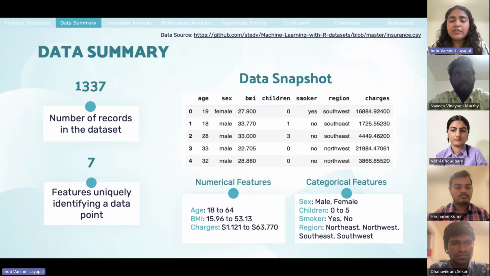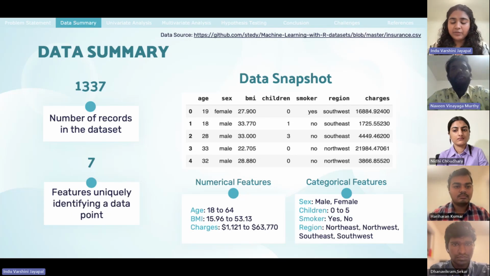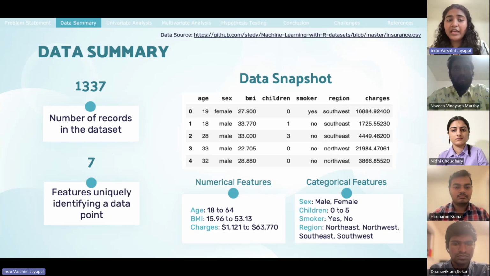Now let's look at the data that we use for our analysis. We collected our data from GitHub, and the link for it is provided above. We performed some initial data quality checks, like checking for null values, duplicates, and data types. After minimal data cleaning, we ended up with a data set of 1,337 records and 7 features that uniquely identifies a data point. Here is a snapshot of the data.